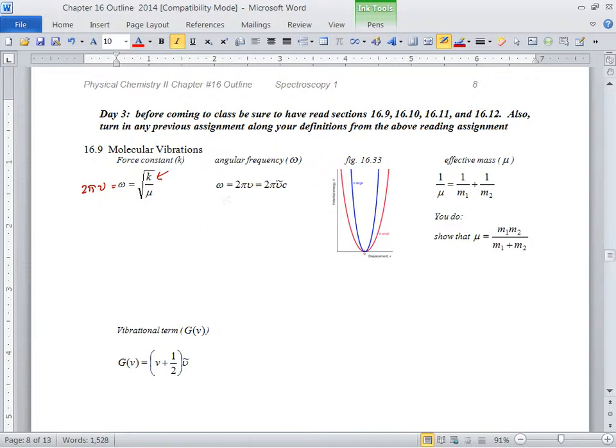If we were going to play around with this, I'm sure you will in the homework. What was new with the tilde again? Wave number. Okay, so if you're going to use this expression to get angular frequency, what units does the little c need to be in? Centimeters per second. Speed of light in centimeters per second, exactly. Otherwise this is going to be messed up.